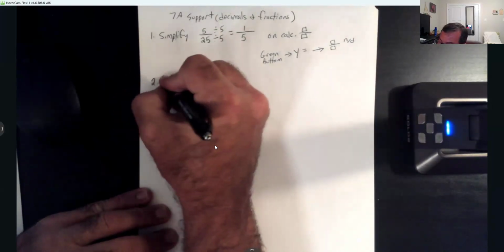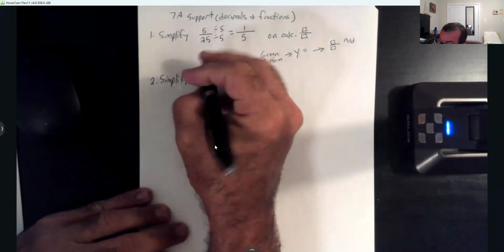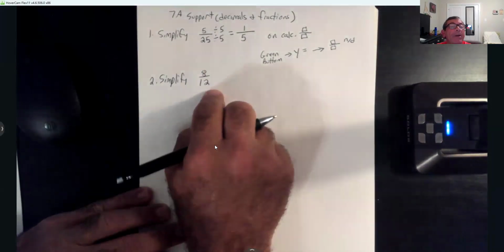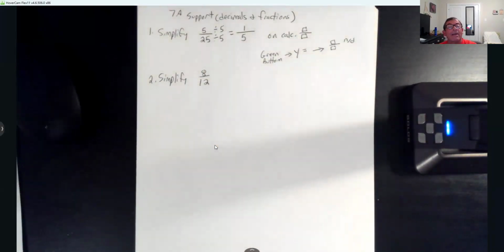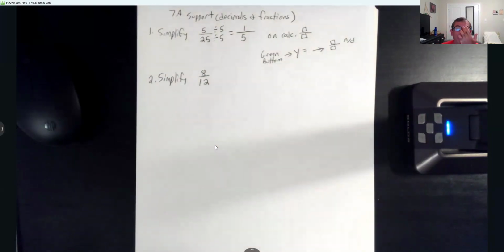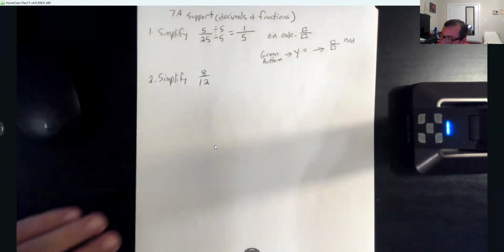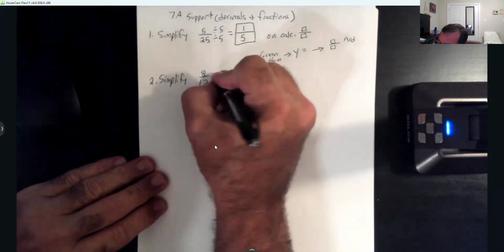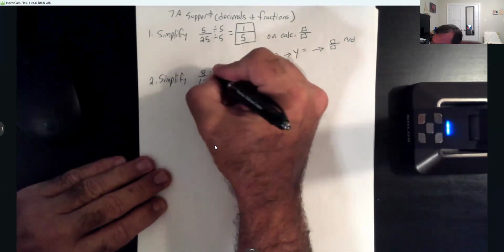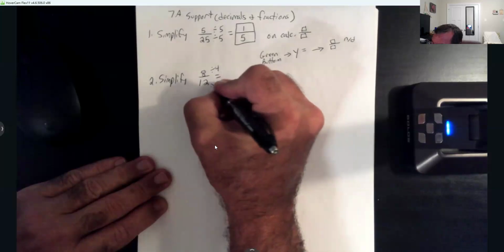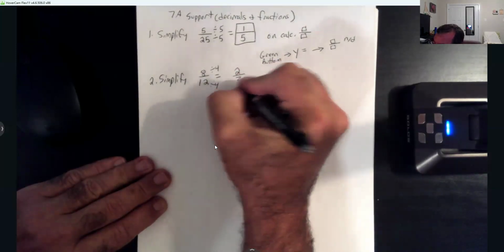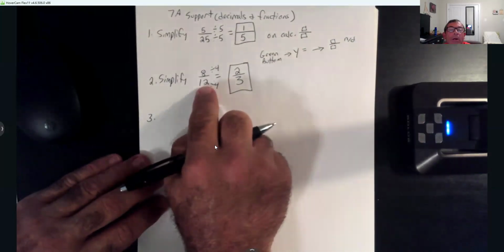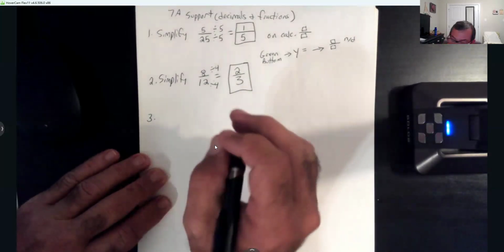All right, number 2, simplify 8 over 12. What do y'all get when y'all simplify 8 over 12? Oh, I didn't see Stephanie. You had that right, 1/5 on that. All right, y'all, good job. 8 over 12 reduces to 2/3. Basically, you could divide a 4 out of both of these and get 2/3, or punch 8 over 12 in the calculator, and bam, it'll give you that quick, okay?